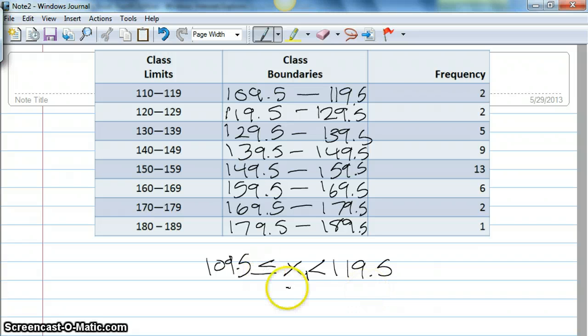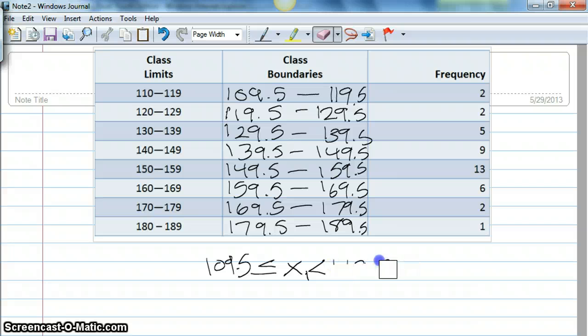Then you use the same convention of inclusion of the lower class boundary and strict inequality of the upper class boundary for each of these. So the second class will contain any measurements between 119.5, including 119.5, and up to 129.5, but not including 129.5. It'll use the same convention.